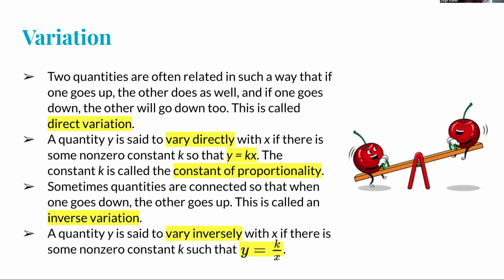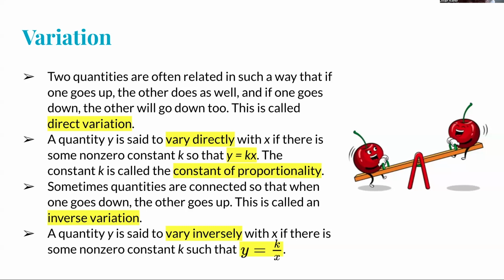Sometimes quantities are connected so that when one goes down, the other goes up. And that is called inverse variation. So in those types of cases, we have kind of a seesaw type of problem. We say a quantity y is said to vary inversely with x if there is some non-zero constant k such that y equals k over x. So we have that seesaw relationship going on. When one goes up, the other one goes down, and we have that as varying inversely.